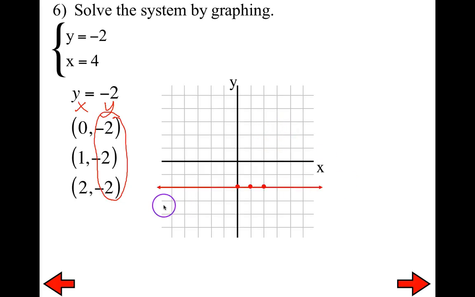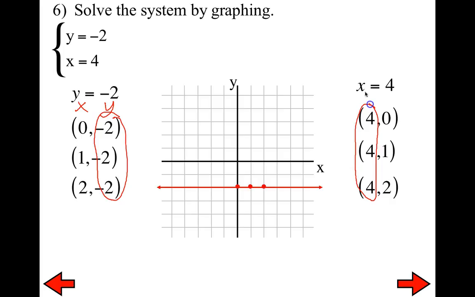I recognize I have a horizontal line. And then I'm going to go ahead and do the second equation, which is x equals 4. So again, I just need 3 ordered pairs where x is 4. Does it matter what your y values are? Nope. Pick whatever value you want as long as it fits on your graph. So I'm going to go ahead and plot those 3 points.